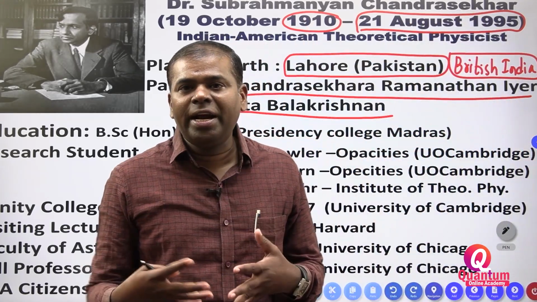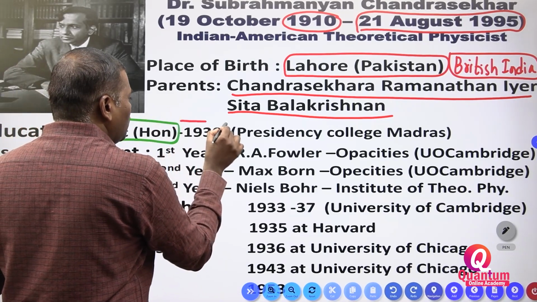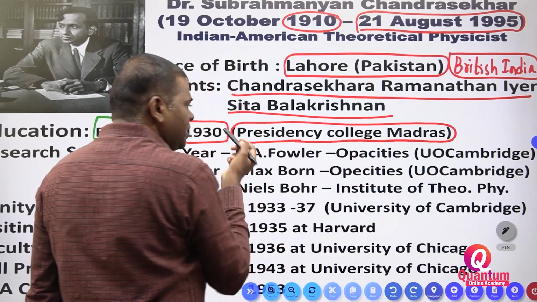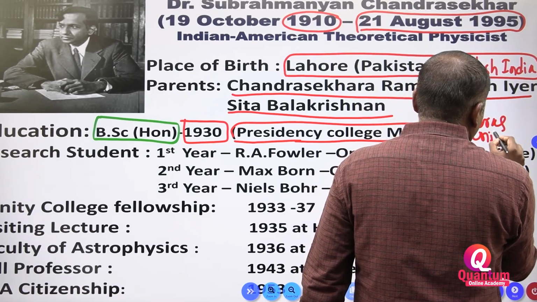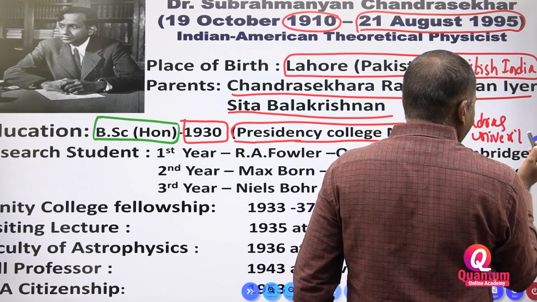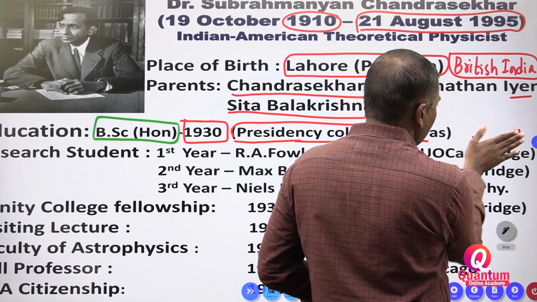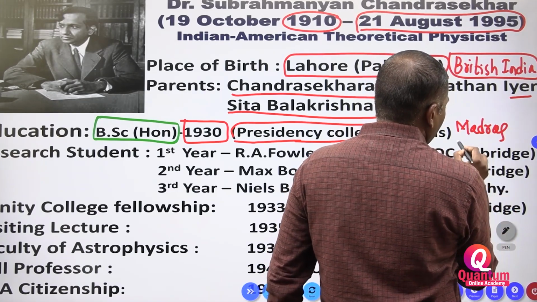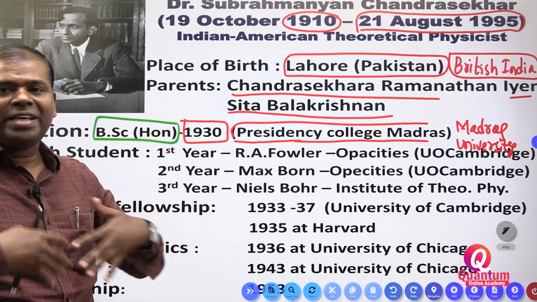He is brilliant; see how brilliant. He got his BSc honors degree in 1930 at the same college where C.V. Raman studied, the Presidency College of Madras, under Madras University. This college is still there. Under Madras University he joined there and got the BSc honors degree.